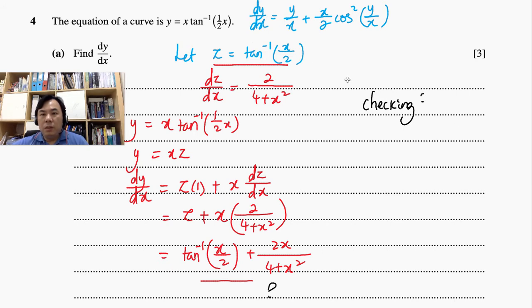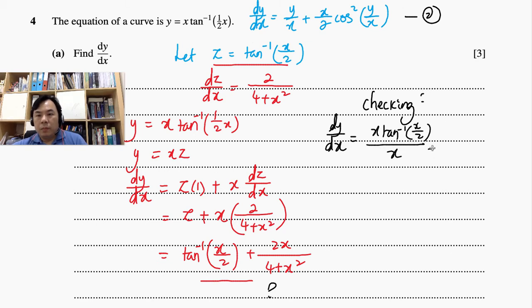Okay, for checking purposes, now all I need to do is use this equation here for checking. Dy dx is actually y divided by x. My y is actually this. So I'll substitute this into here. Plus x over 2 cosine square y over x. And then you will see that this is basically just tangent inverse x over 2, which tallies here. And then this is x over 2 cosine square y over x.